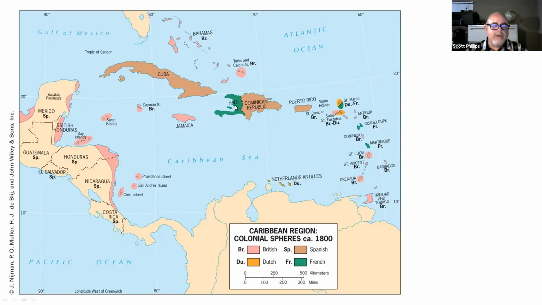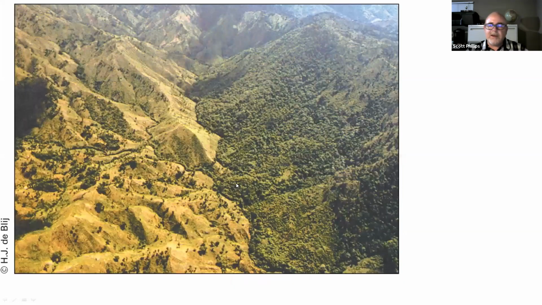So one thing that you find is that you have different types of agricultural patterns in the French colony of Haiti versus the Spanish colony of the Dominican Republic. And we'll watch a video that highlights this, but just to show you, this has actually resulted in differences in their physical environment, that you have much more deforestation on the Haiti side than you do on the Dominican Republic side.